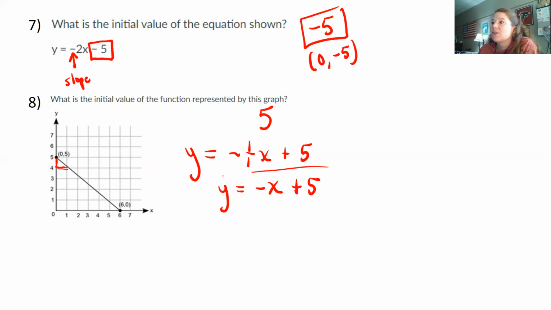So it didn't ask for the equation of the line, but it's good to practice figuring that out when you have an opportunity to.